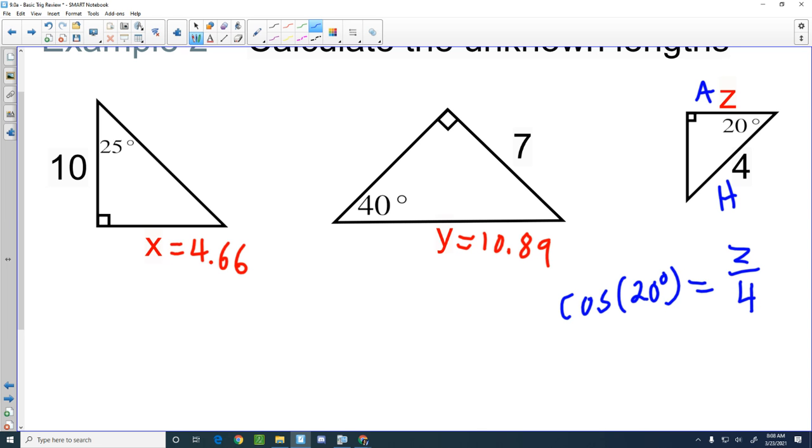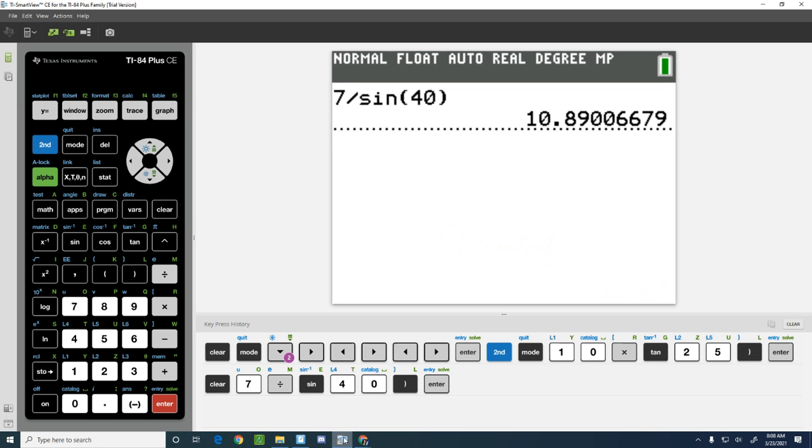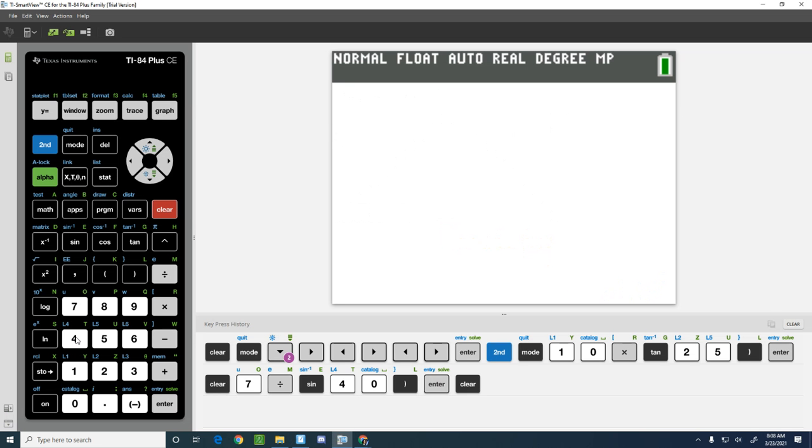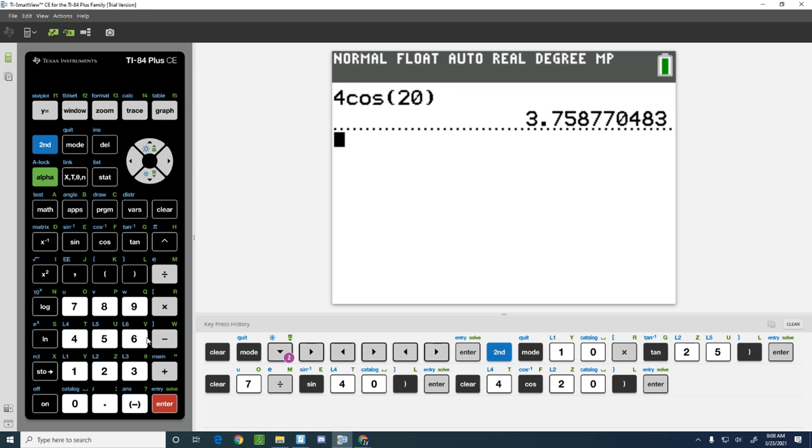I love it when the variable's in the numerator because all you do is multiply by that denominator, right? I just take that 4 to the other side times 4 times 4. And so Z is just 4 times the cosine of 20. So 4 times the cosine of 20 gives us 3.76.